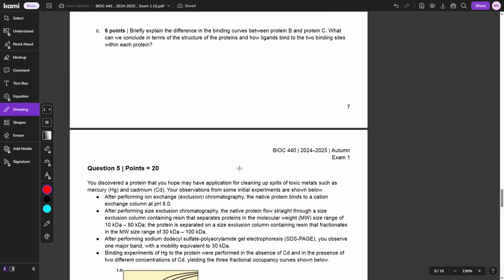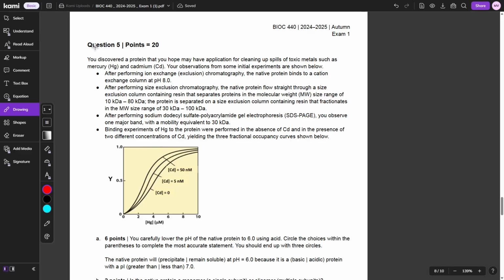I want to do this question because I feel like I don't know it. I have an inkling that they will do something like this on a test, or at least have something to do with column chromatography, because you guys had a whole lecture on experimental techniques, which is crazy. So you discovered a protein. I don't care what this protein does. It's cleaning toxic spills, so it binds mercury and cadmium. Okay, cool.